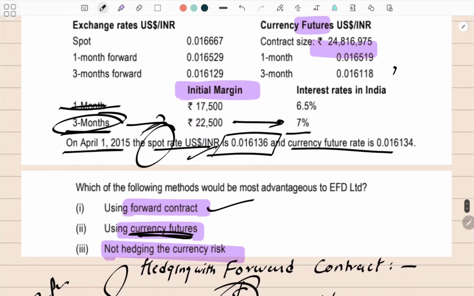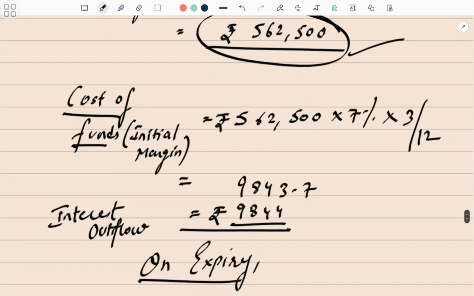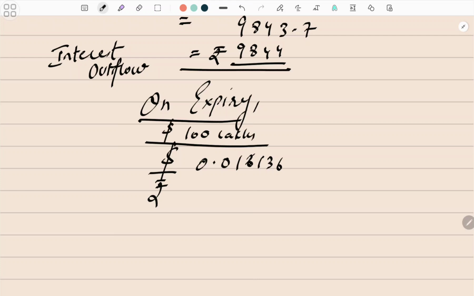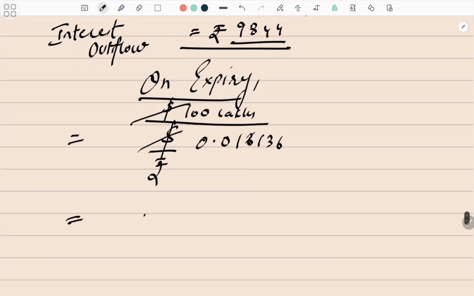This I need. Again I have to memorize this. 0.016136. This is a dollar by rupee quote, correct? This is the spot rate on expiry, that is the rate on April 1st 2015, right? And what was my exposure? 100 lakh dollar. So I have to divide 100 lakh dollar, and when I do that, the common currency dollar goes out. I'm left with rupee equivalent.